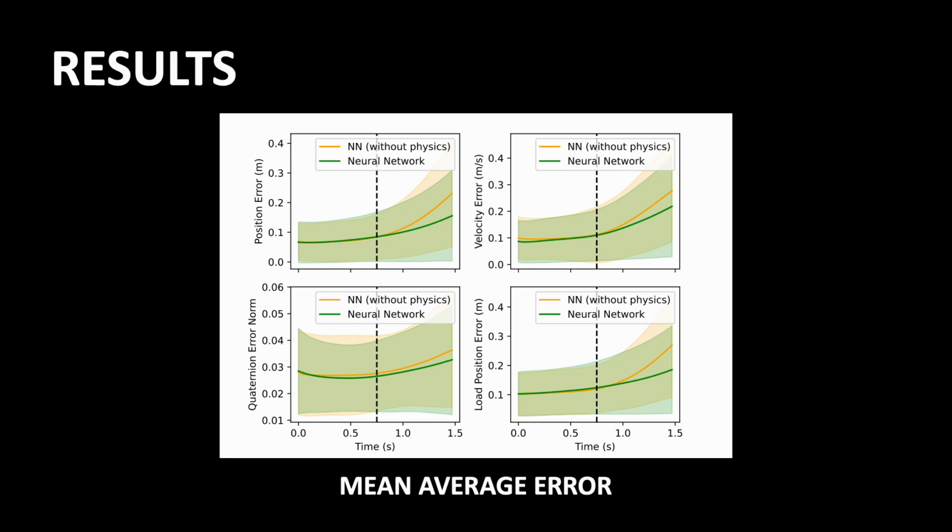To evaluate the impact of imposing physical constraints on the loss function during training, we show the evolution of the mean average and standard deviation of the prediction error of the proposed model over a baseline model trained without physics. From these results, we confirm that enforcing physical constraints on the model reduces the mean prediction error over the prediction horizon.